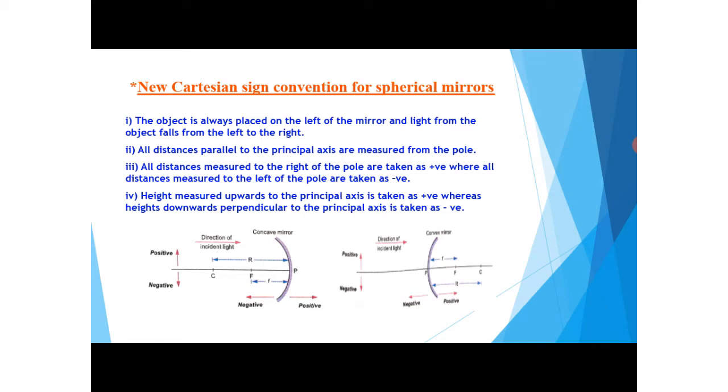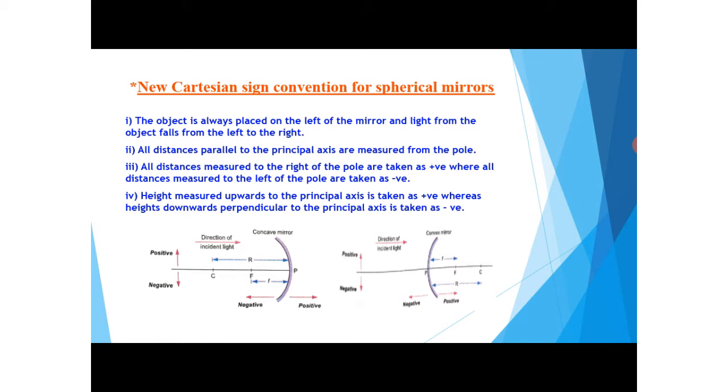Again the object distance is negative, and in case of a convex mirror the image is always above the principal axis, so the height of the image will be positive. The distance of the image is also positive, because in case of a convex mirror the image is always formed on the right side of the pole. So the image distance is always positive, object distance is always negative, and focal length is always positive for a convex mirror.